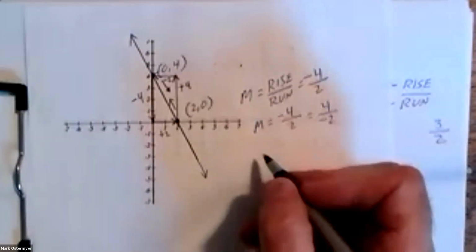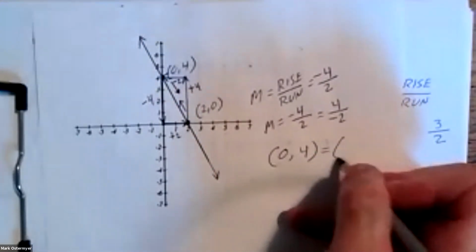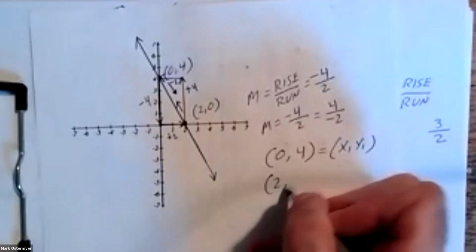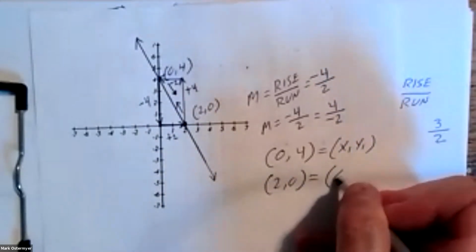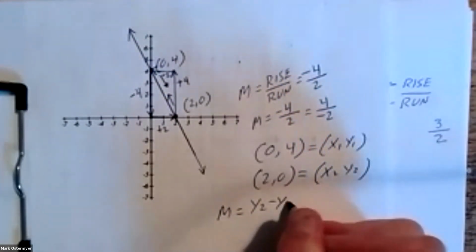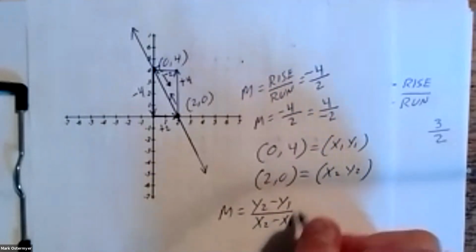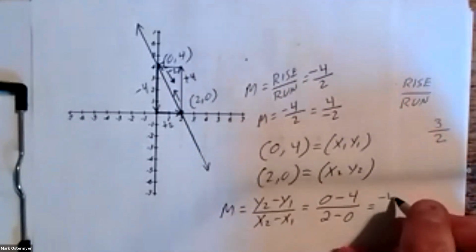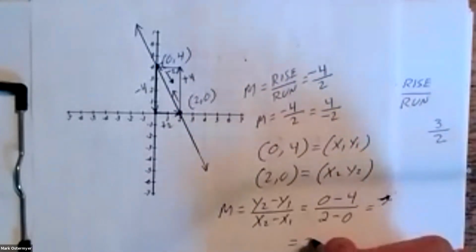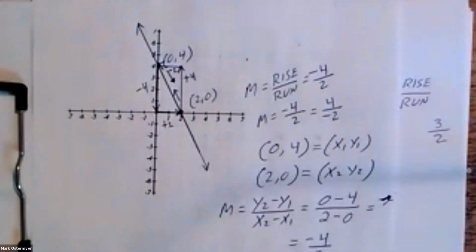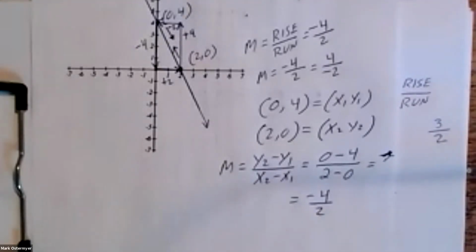If you do this problem mathematically, you have to choose 2 points on your line, 0, 4. Maybe you could call that your point x1, y1, and then the point 2, 0, which is called your point x2, y2. The slope of this line is the difference between the y coordinates divided by the difference between the x coordinates. So it's going to be y2, which is 0, minus y1, which is 4, divided by x2, which is 2, minus x1, which is 0. You get -4. You get a slope of -4/2. And there you go. That's computing the slope mathematically. Same slope.